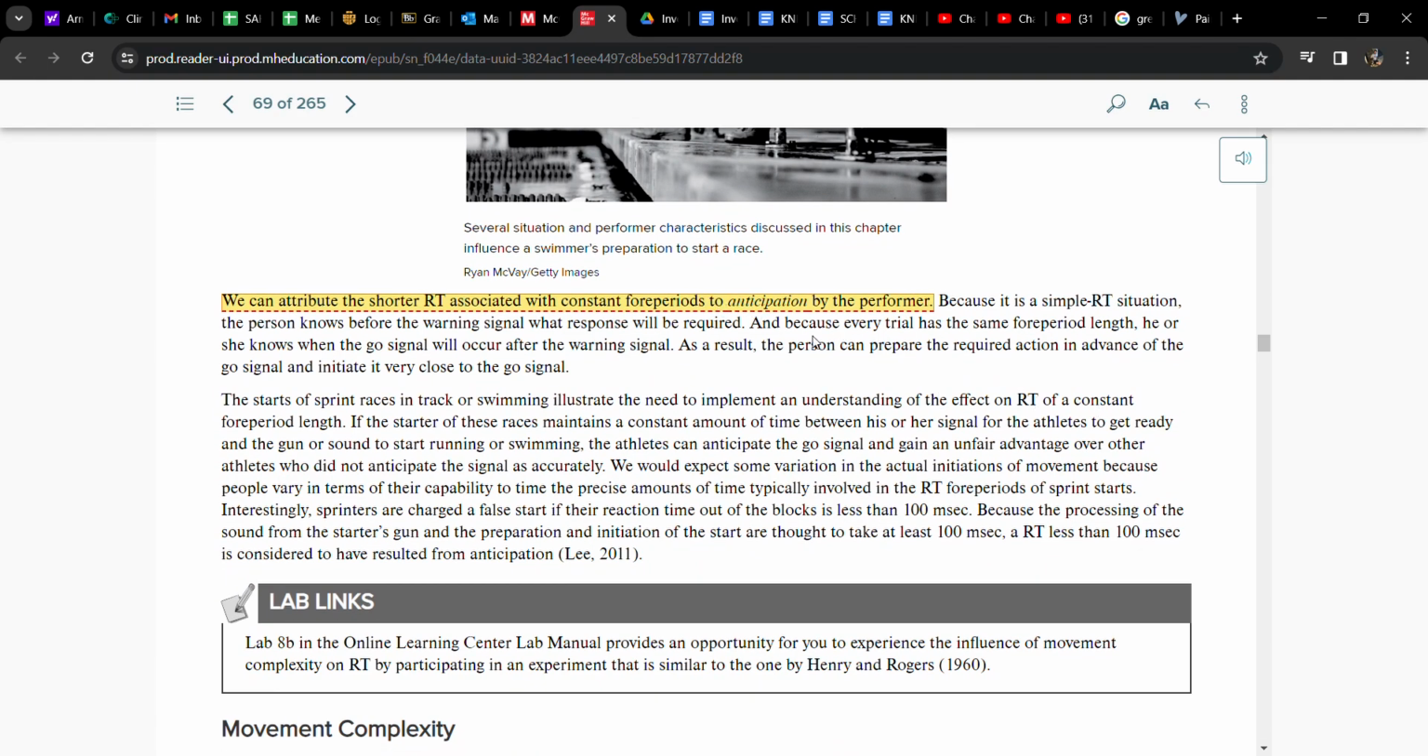So again, we can attribute shorter reaction time associated with constant foreperiods because they can anticipate when that's going to happen, right? When you can anticipate when that go signal is coming, you're going to be able to react much more quickly.